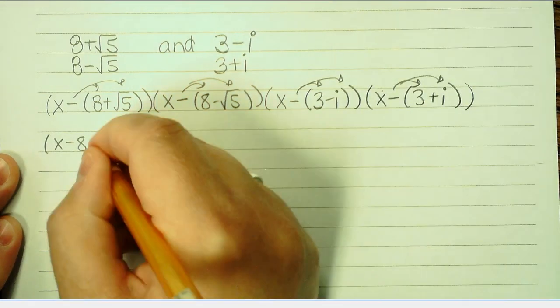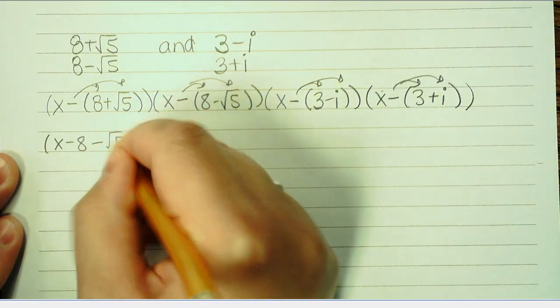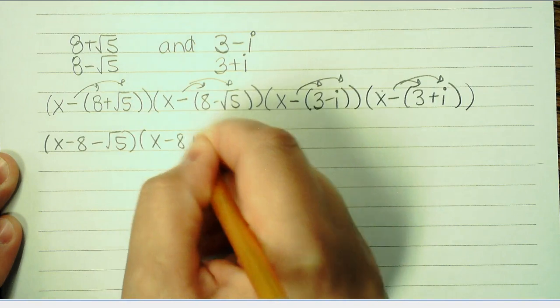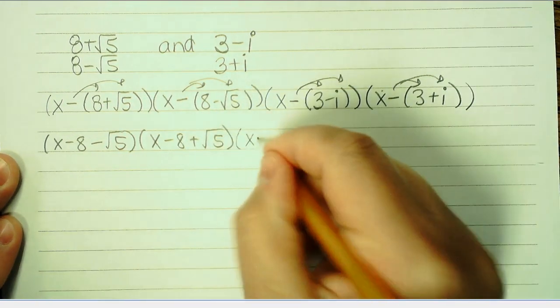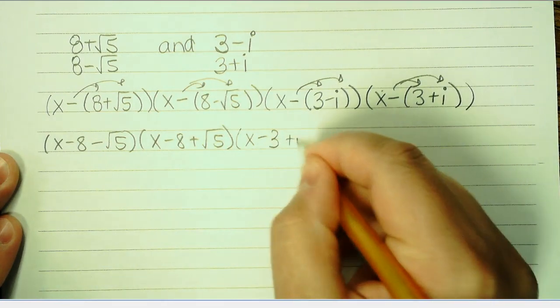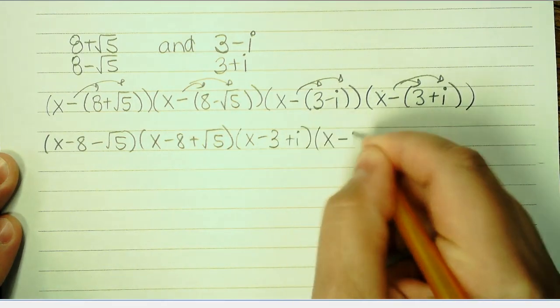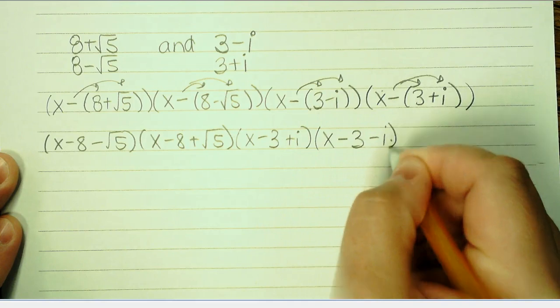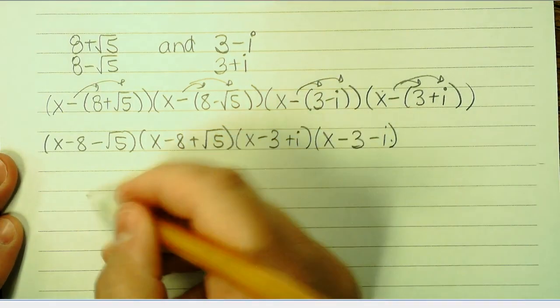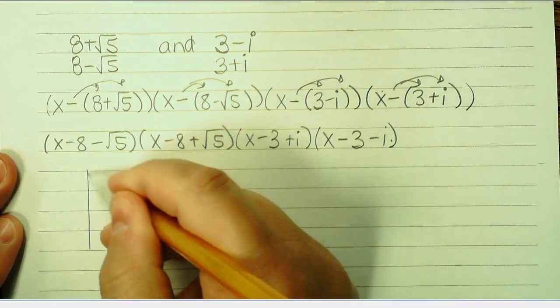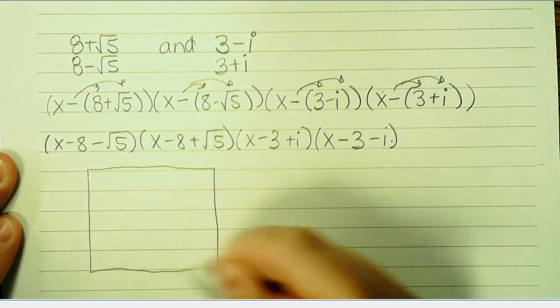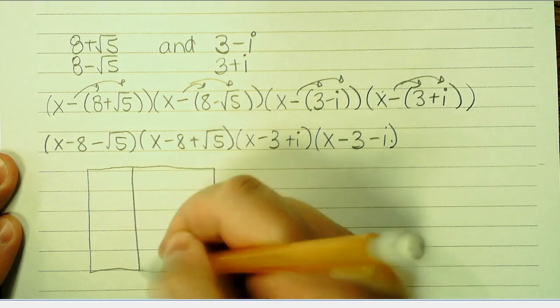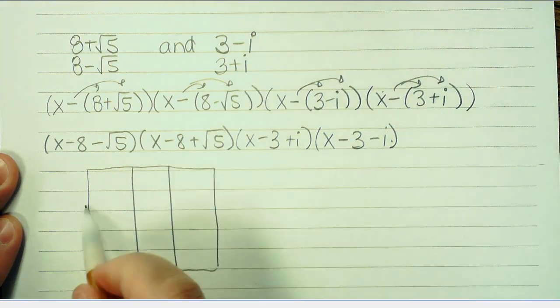So this is going to be x minus 8 minus radical 5, x minus 8 plus radical 5, so just one of each. And then this is going to be x minus 3 plus i, x minus 3 minus i. Okay, I'm going to put these two together first. So again, I kind of like to draw a box when I do these problems because it just helps me organize a little bit better.